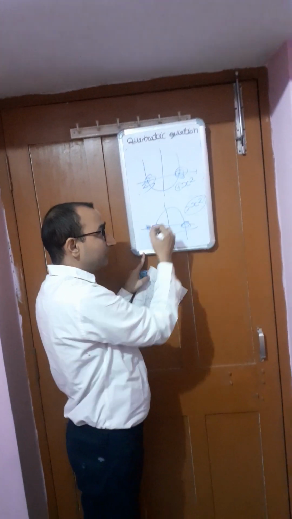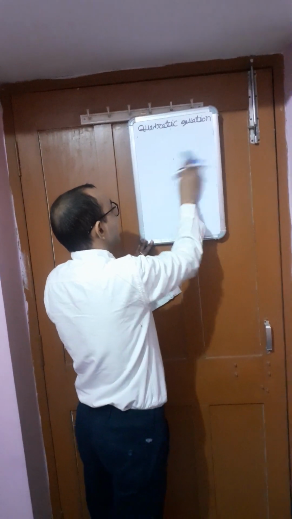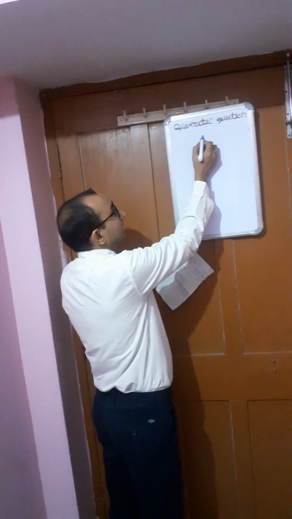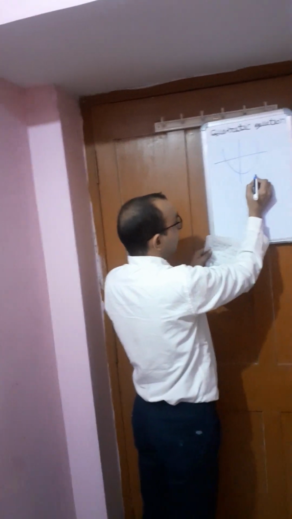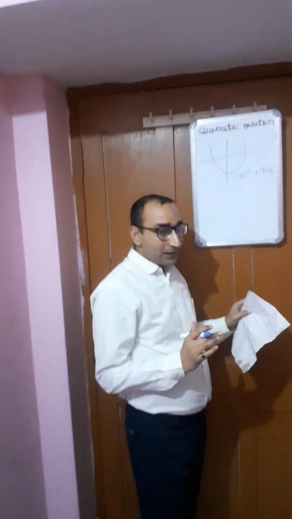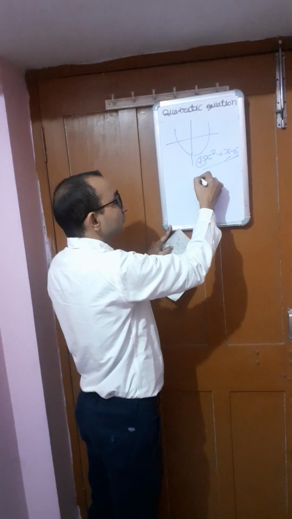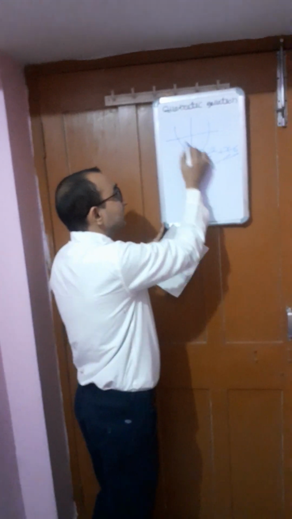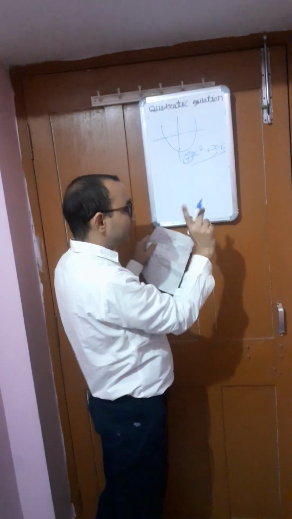But here x square is negative. If we have to draw the graph of x square plus x minus 6, here x square is positive, that is why it has two solutions, because the graph cuts the x-axis in two positions. And the graph goes upward because x square is positive.